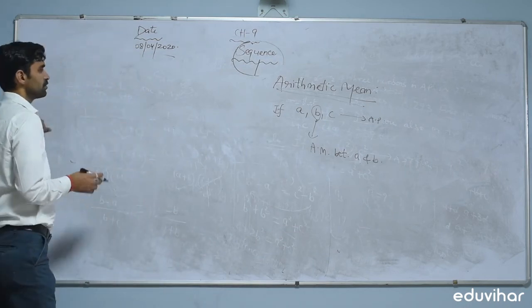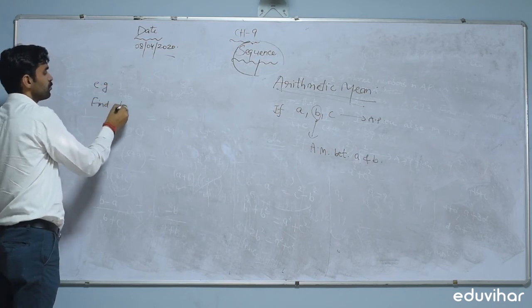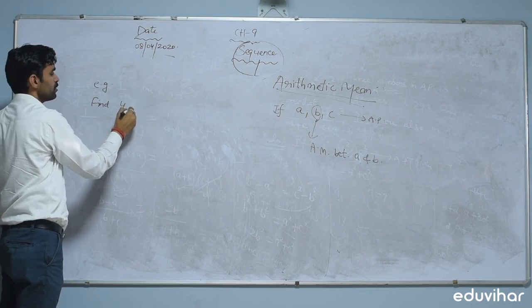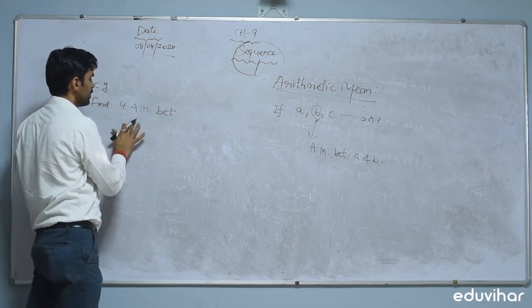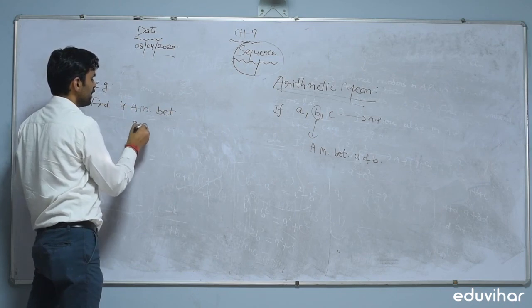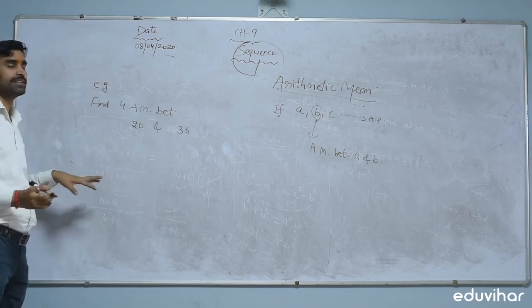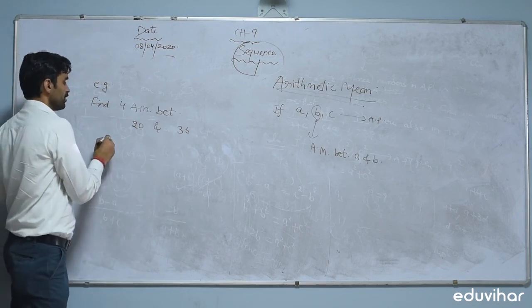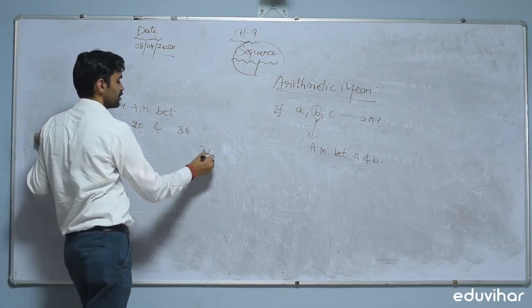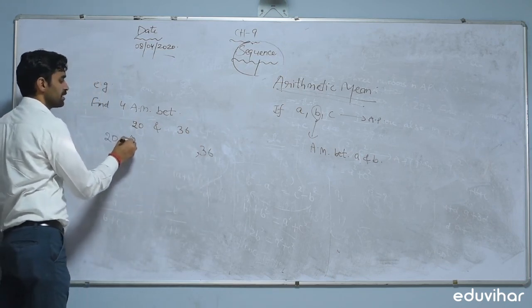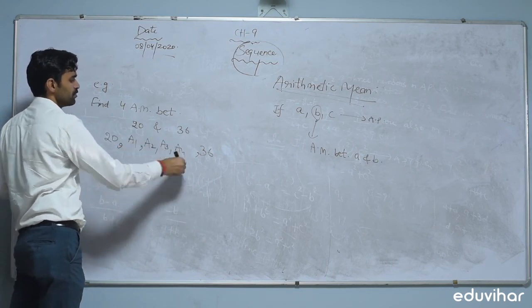Now, for example, find 4 AM between 20 and 36. We have to find out 4 AM. Consider this is the first AM, second AM, third AM, fourth AM.